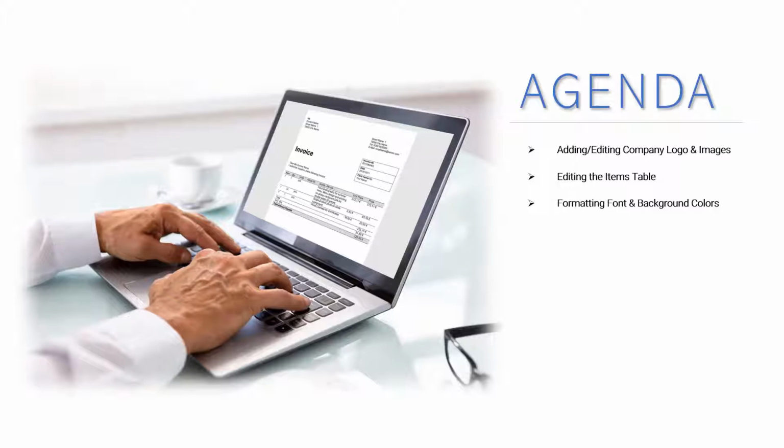But we will work on the basics of it, kind of a basic overview of the quote template itself, how it works, and then adding and editing a company logo and a couple of other images into the template, editing the items table where your line items are showing up, changing the headings, changing the formatting, and just making the template look the way you want it to look to fit your particular company. So that's what we'll be covering. It'll give you a good overview and give you a chance to go back and explore.